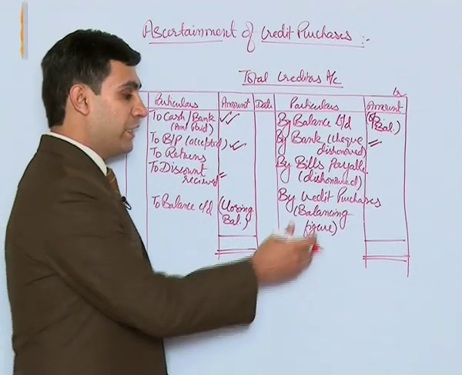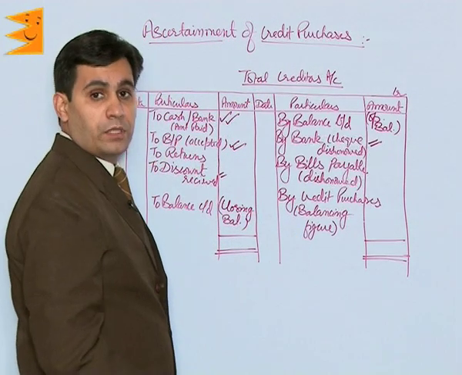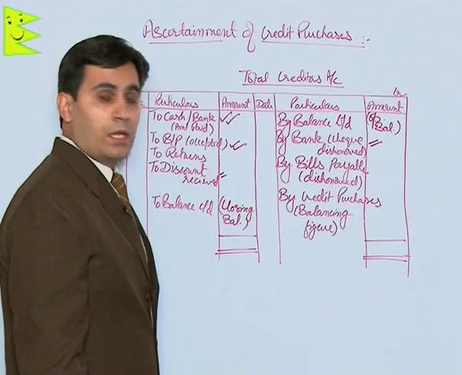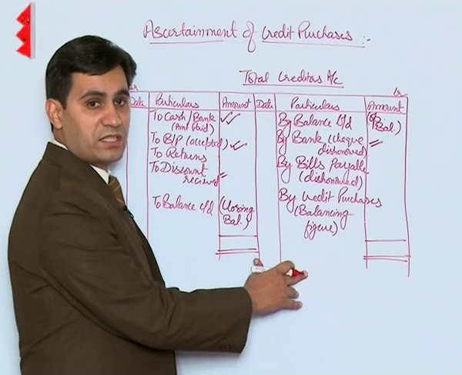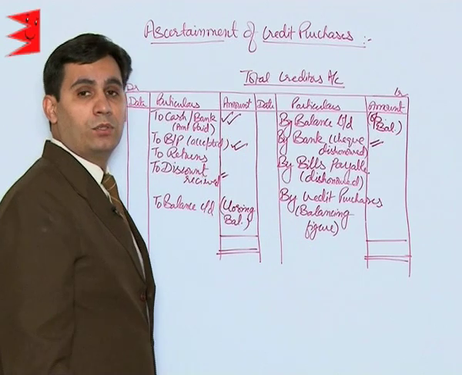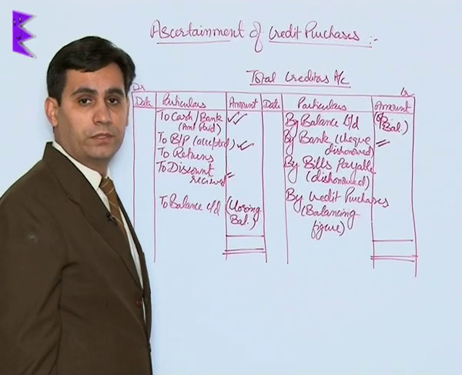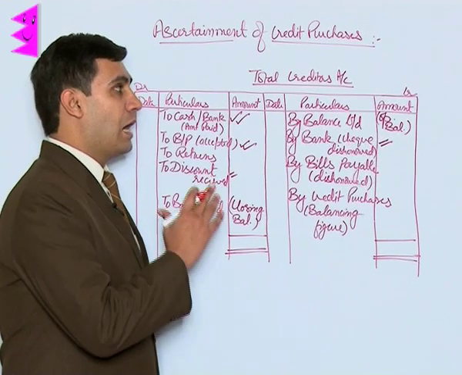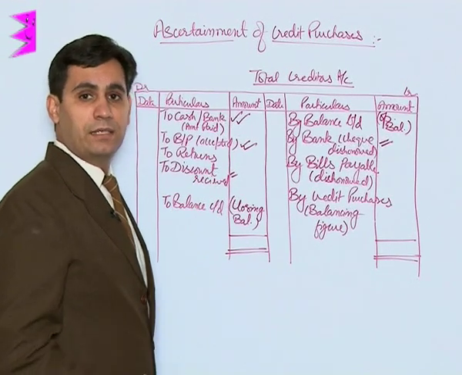Quite often, credit purchases might be given to you, but then any of these items can be a missing figure. But mostly it is credit purchases, which you can calculate by preparing total creditors account. Let us take an example to understand how these credit purchases are calculated.